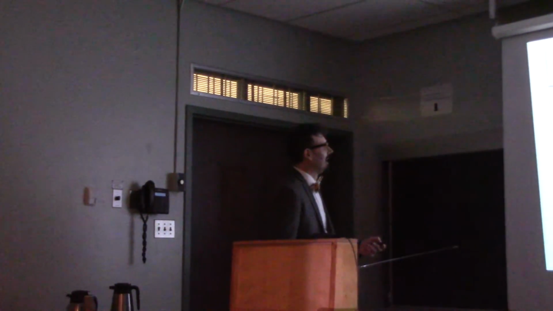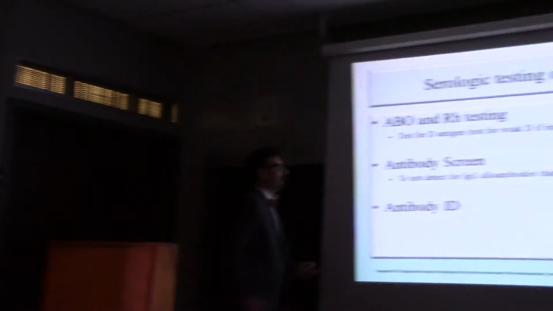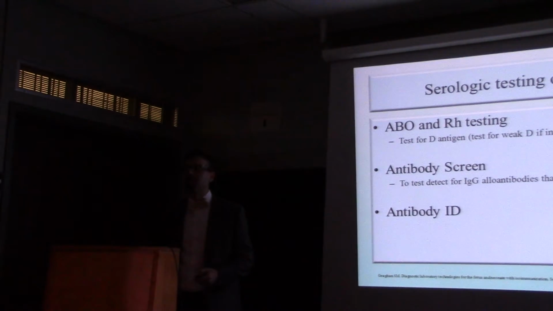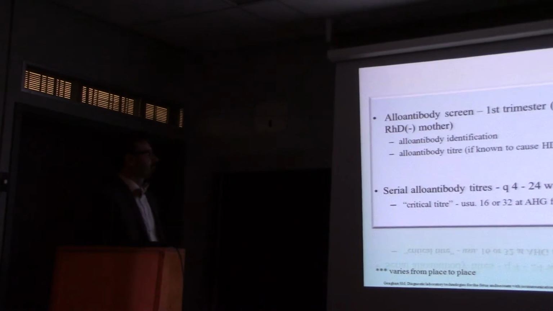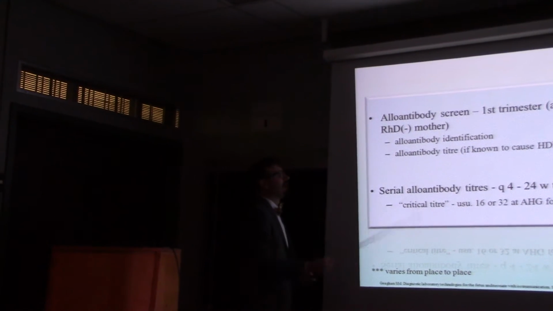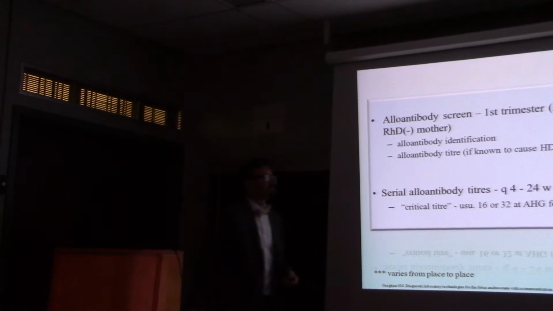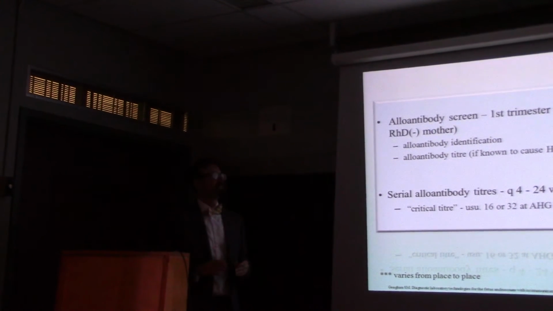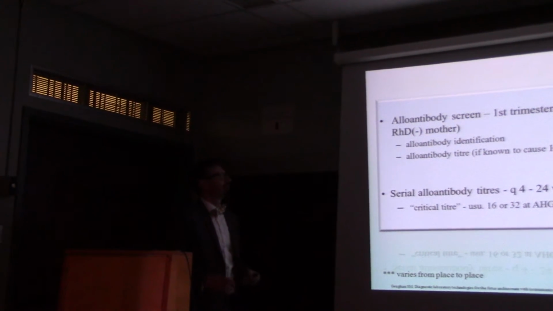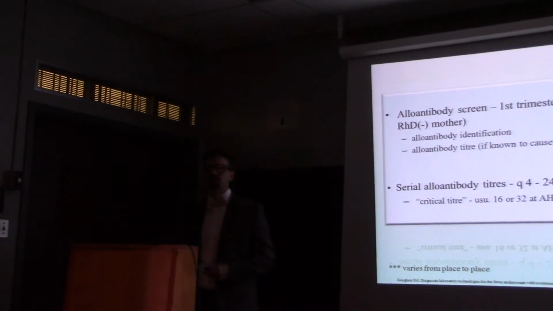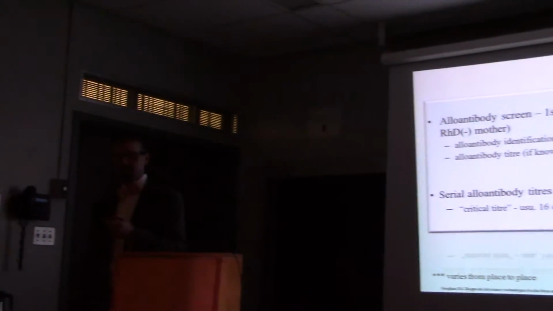So if the antibody screen is positive, you want to do an antibody panel. Once you've identified an alloantibody, you now want to do titers on it. And place to place will have different cutoff points and when to start. But essentially you want to follow those titers at some intervals.